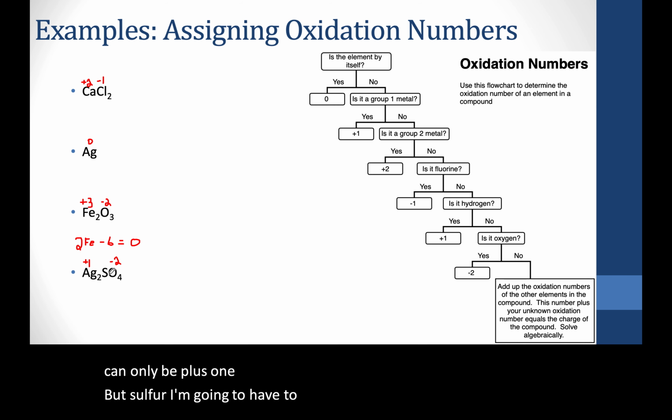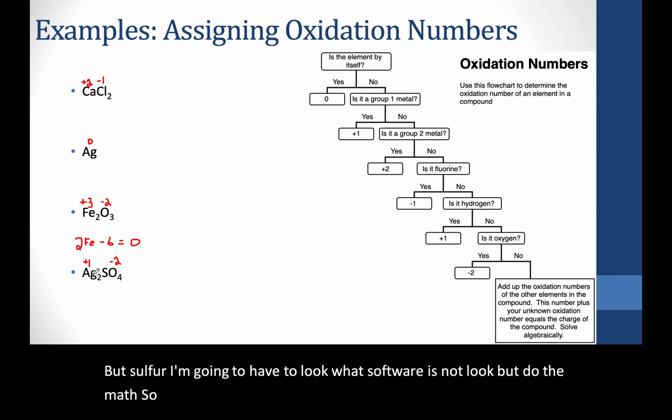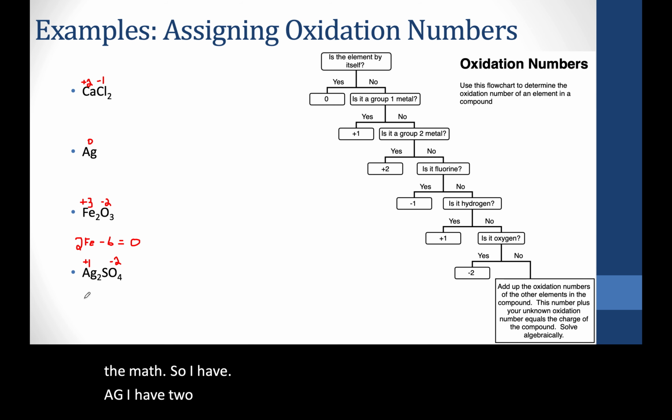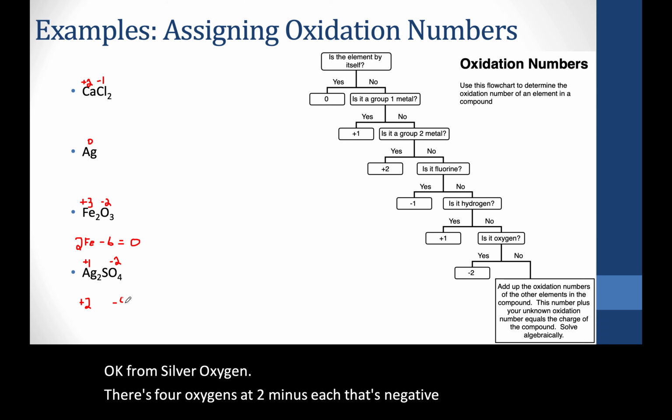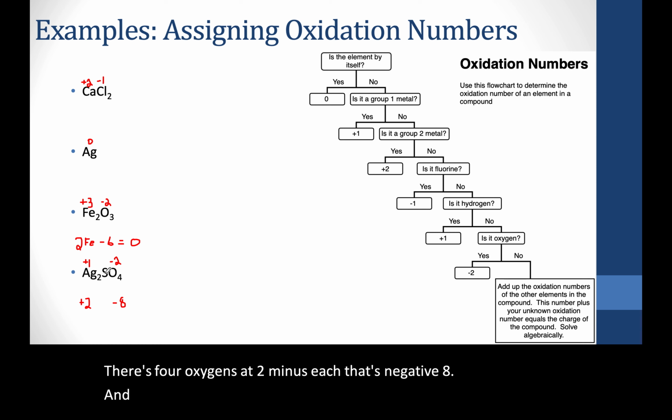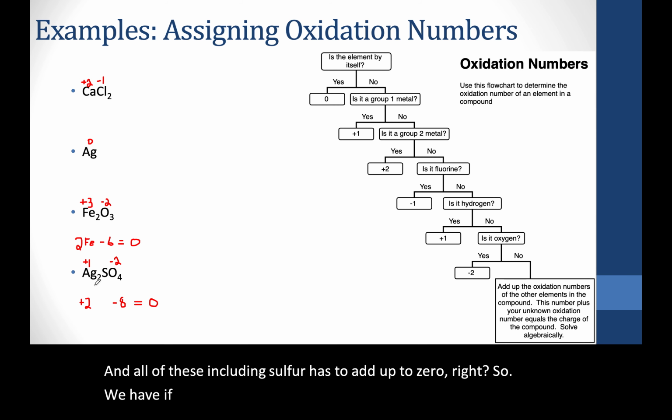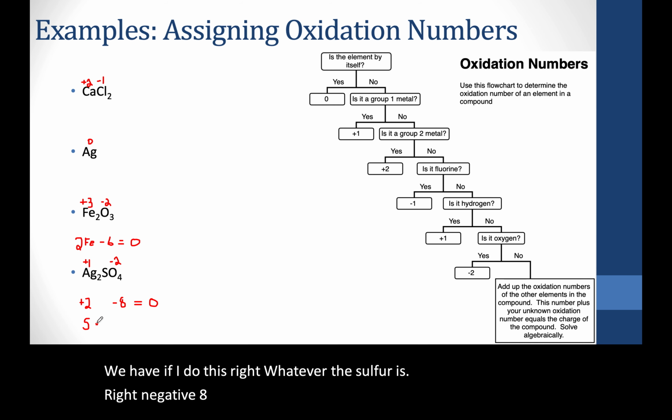I'm going to have to look what sulfur is. Or not look, but do the math. So I have Ag, I have 2 silvers, each is +1 for a total of +2. Oxygen, there's 4 oxygens at 2 minus each, that's -8. And all of these, including sulfur, has to add up to 0, right? So whatever the sulfur is, plus -8 plus 2, or I guess -6.